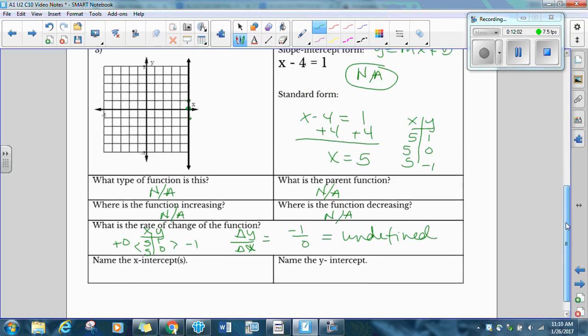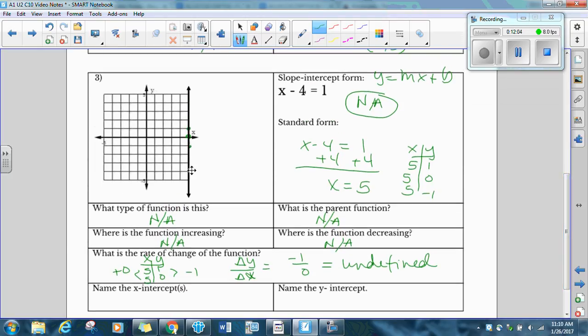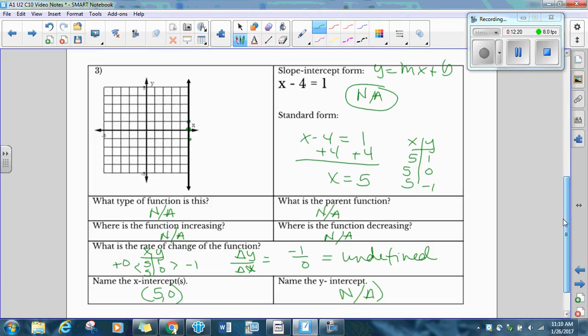For my x-intercepts, when will this graph cross my x-axis? It crosses at 5, 0. When will this line cross my y-axis? Well, it's parallel to my y-axis, so it will never cross. So that is an NA. And we are done.